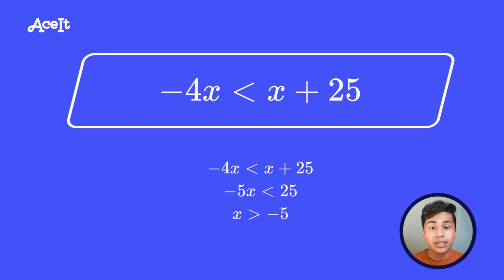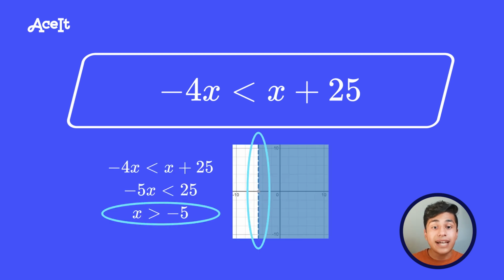Now we have negative 4x is less than x plus 25. First, we combine like terms to get negative 5x is less than 25. Then we divide by negative 5 on both sides and flip the inequality to achieve x is greater than negative 5. Graphically, we can see a dashed line at x equals negative 5, and everything above that is shaded. Since the line is dashed, x cannot be negative 5.